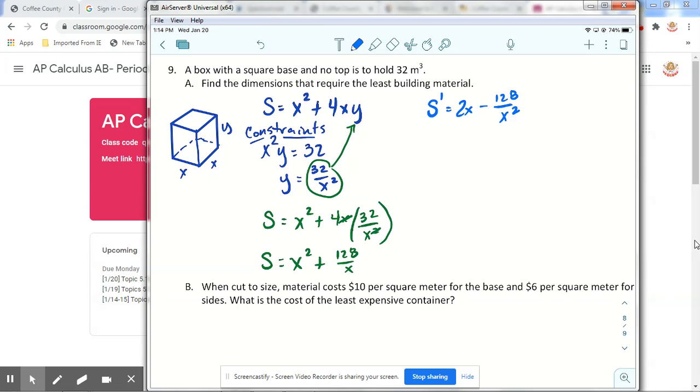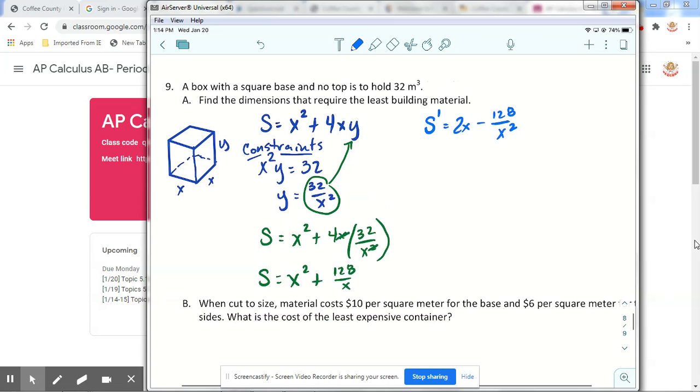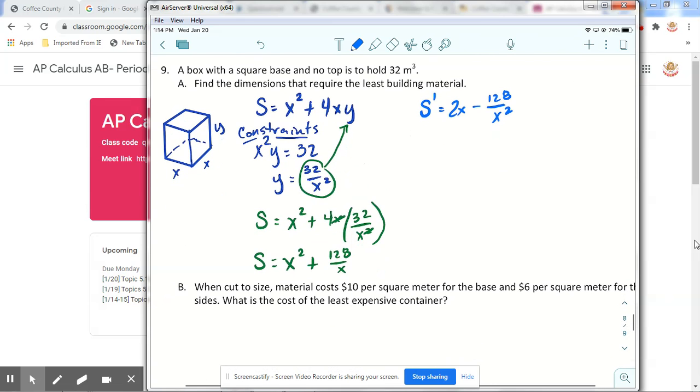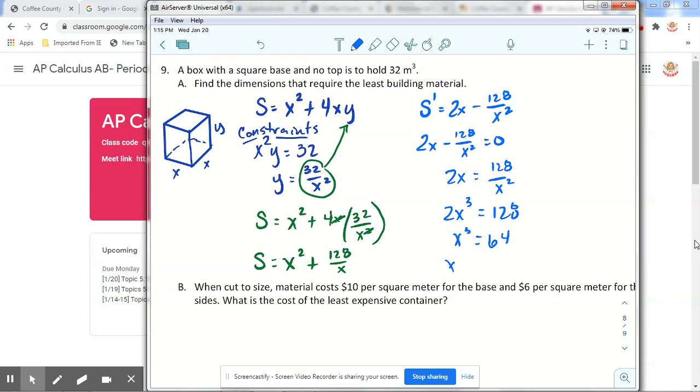All right, so we want to know when this derivative is equal to 0. So I'll set it equal to 0. And then I'll solve it for x by moving the fraction over, multiplying by x squared, dividing by 2, and then finding the cube root. All right.